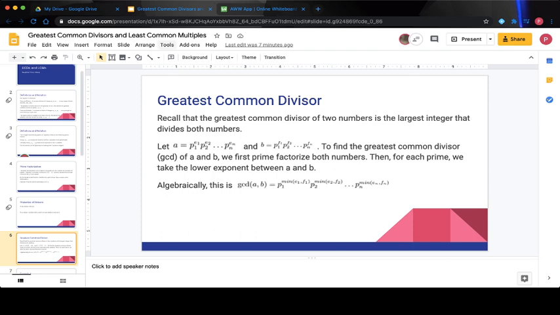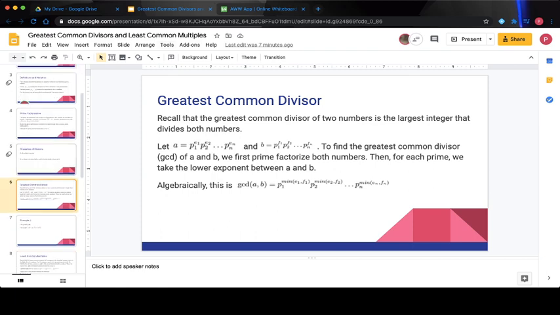And algebraically, this is evaluated as this. It's kind of confusing, so you should understand it, but you don't need to directly memorize it.